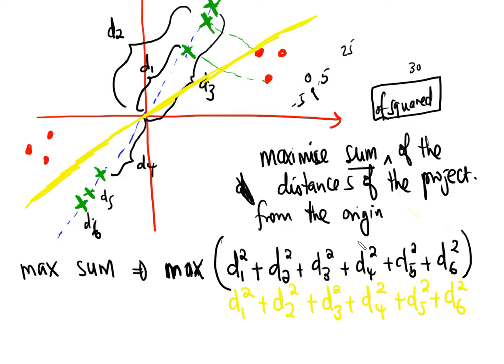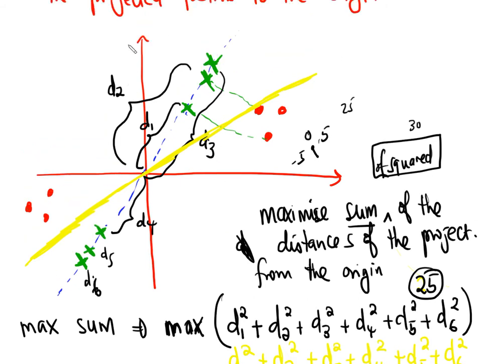Maybe with the blue line, the sum of the distances was 25. From what we can see now, the sum of the distances from the yellow line, we expect it to be higher than that. Just by eyeballing, we expect it to be higher. So the sum of the distances from the yellow line could be 38. And then we'll favor the yellow line over the blue line. Otherwise we'll be like, nah, blue line, we have found a line that has maximized the sum of the squared distances.